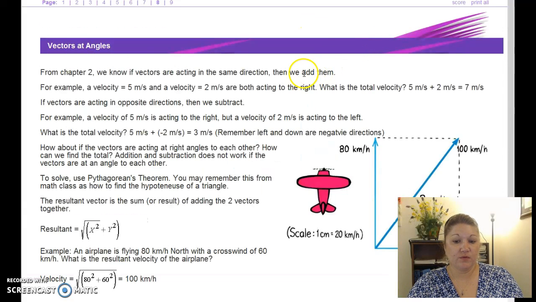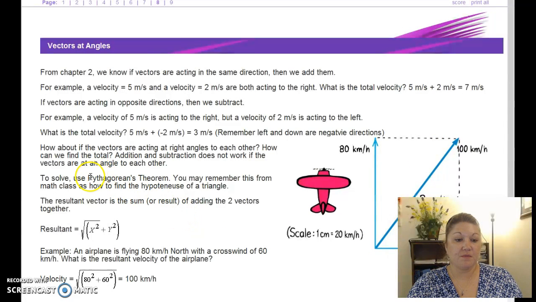Now, how do we deal with vectors that are at angles to each other? From previous chapters we know if vectors are acting in the same direction, you can just add them up. If they're acting in opposite directions, you can subtract them. But what do you do if they are at right angles to each other as shown here in the picture? We've got this airplane with a velocity of 80 kilometers per hour north. It's hit with a crosswind going 60 kilometers per hour to the east. That's going to affect the plane. The plane no longer can fly in a straight line, but it's going to fly in this diagonal here. How can we figure out the magnitude of the new velocity?